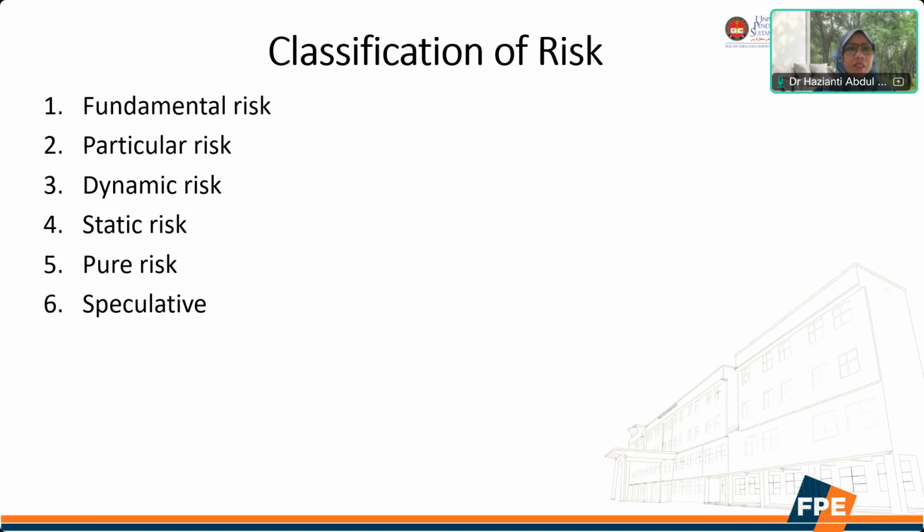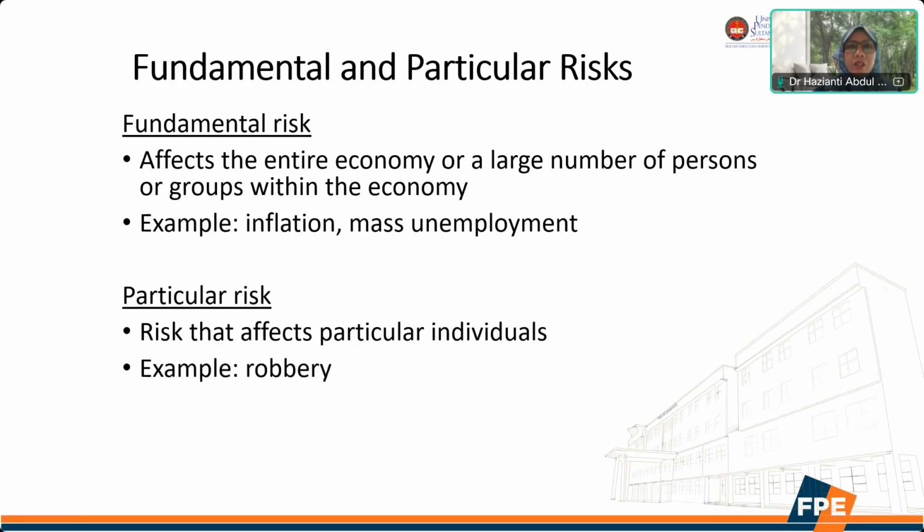Right. So firstly, you need to understand the classification of risk. So in general, we can classify risk into 6 categories, 6 classifications: fundamental risk, particular risk, dynamic risk, static risk, pure risk, and speculative risk. All right, so the first one is fundamental risk and also particular risk. So these are actually the opposite of each other.